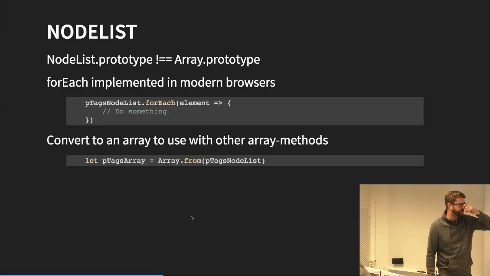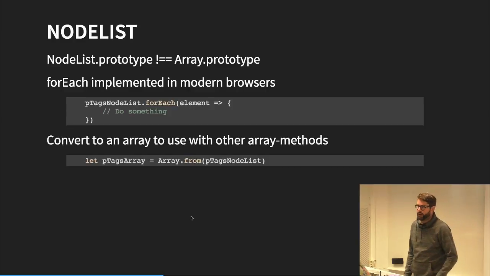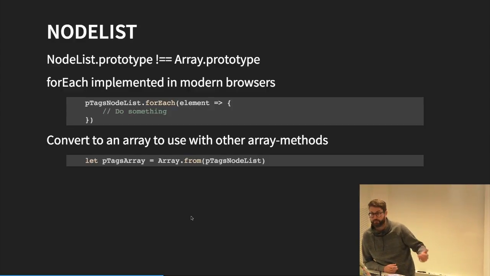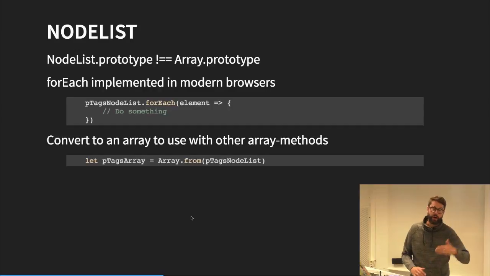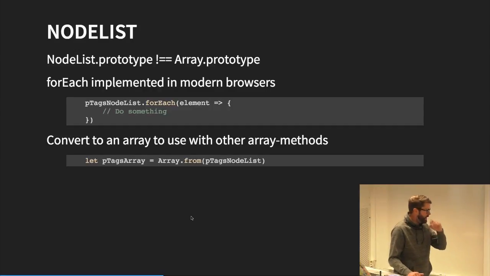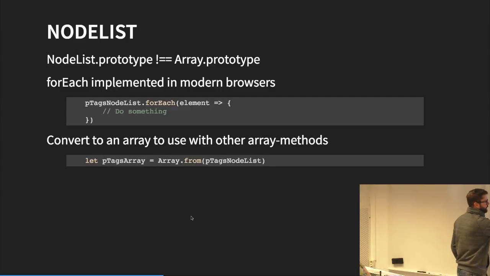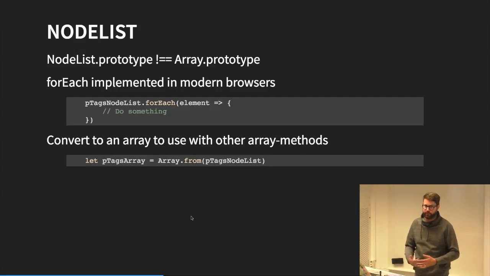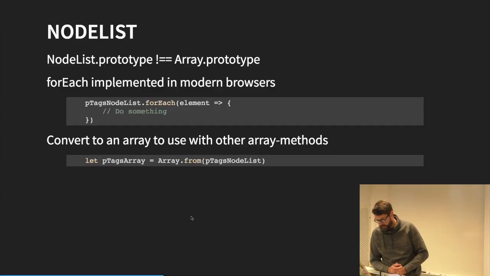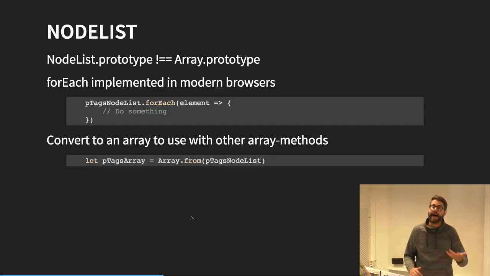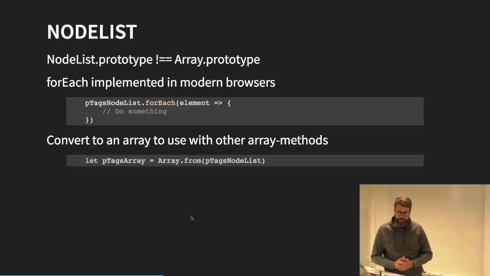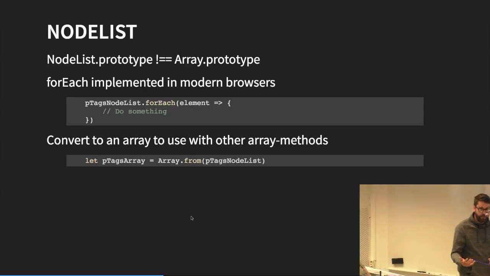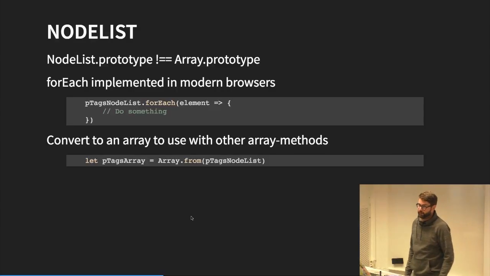As late as 2 years ago, you could not use a forEach iterator on a node list, because forEach iterators were on the array prototype, but not on the node list prototype. However, now you can do a p-tag node list dot forEach and use the iterator function forEach on node lists. However, you cannot use map, for instance, reduce, filter, because they are not implemented on the node list prototype.